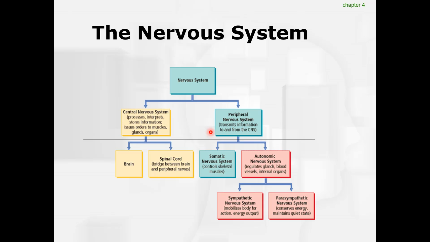The peripheral nervous system is everything that's out in the periphery. So everything that's outside of that brain and that spinal cord. The main job of the peripheral nervous system is to transmit information away from the central nervous system and bring information back into the central nervous system. So the two main divisions of the nervous system are the central nervous system and the peripheral nervous system.